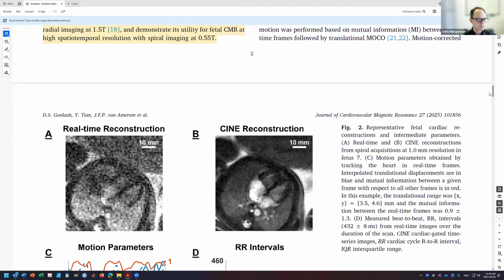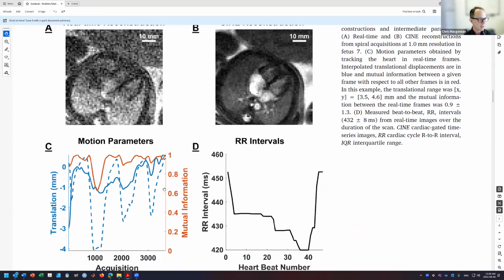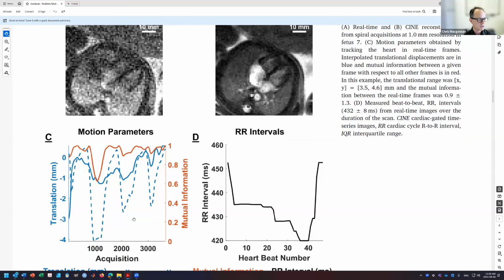So some of the examples of this are just summarized. This is a representative example. This is one frame of a real-time reconstruction in the fetus. This is at 1 millimeter in plane resolution. It's not really fair to show a single frame of a real-time acquisition, but consequently, that's why it looks quite grainy. At the right is the output of a Cine reconstruction from combining data across the cardiac cycles. And some of the data analysis is shown at the bottom. So providing a region of interest over the anatomy, you can track the motion.